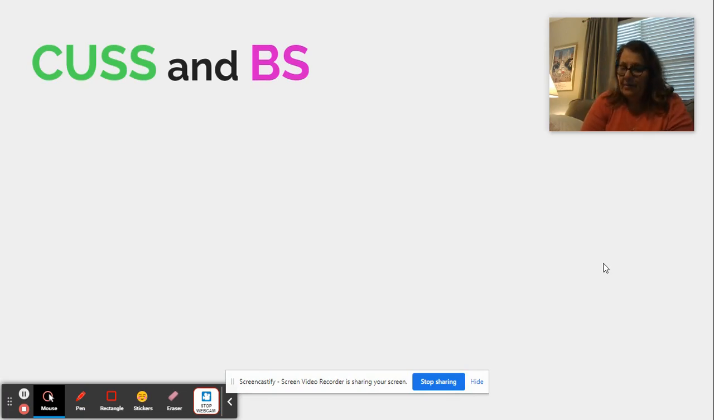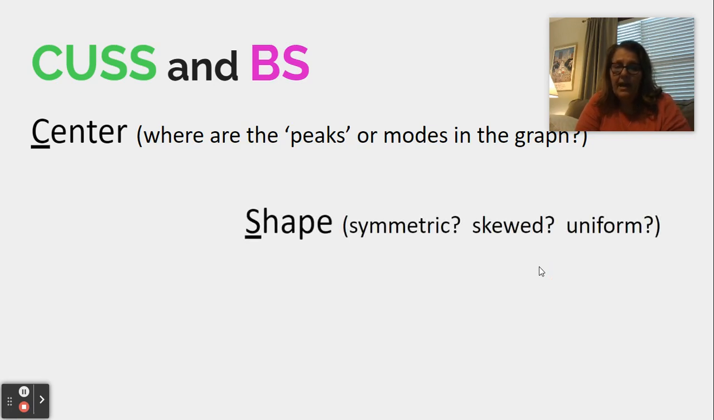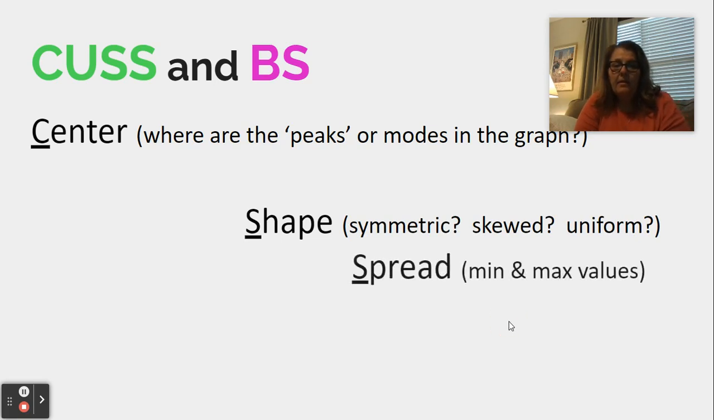When I say CUSS and BS, I don't mean the literal type of cuss and BS that you know, but they stand for very specific things. The first one is the C. The C stands for the center, where the peaks are or the modes in the graph. Then we're going to skip the U part and talk about the S, which is the shape. Is it symmetric? Is it skewed? Is it uniform? And then the other S stands for spread.